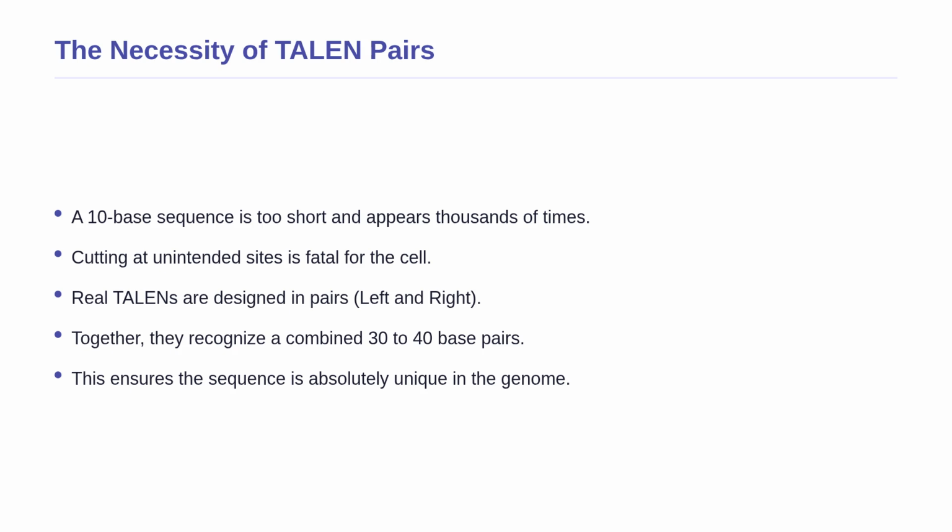They are designed in pairs, a left TALEN and a right TALEN. When they work together, they require a combined recognition sequence of 30 to 40 base pairs. If you plug 30 into our probability formula, the expected occurrences drop to practically 0. This dual recognition system ensures the sequence is absolutely unique, and the cut only happens exactly where we want it.